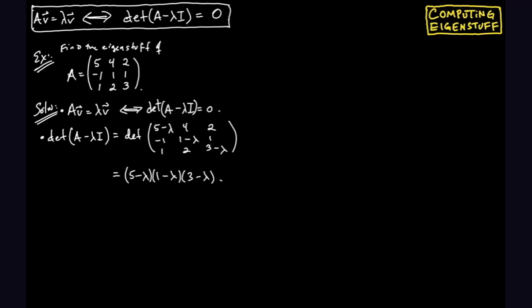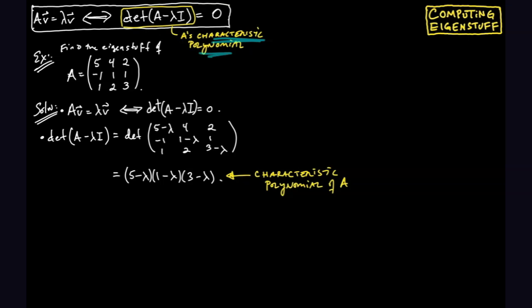Let's remind ourselves of a little vocabulary while we are here. This expression, this polynomial whose roots are the eigenvalues of our matrix, is called the characteristic polynomial of A. In fact, that's what this determinant gives us. This determinant, in general, is A's characteristic polynomial.